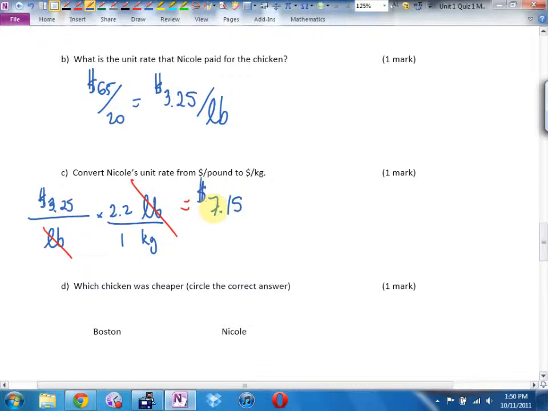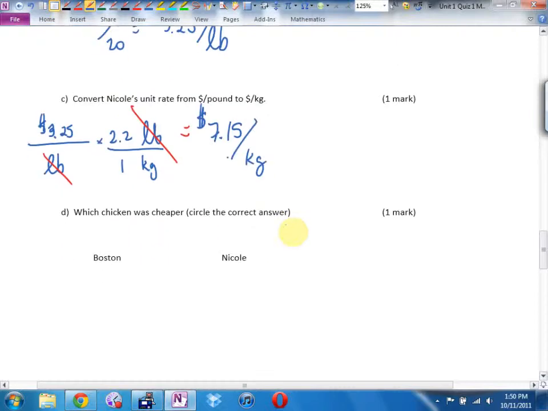Per kilogram. Which chicken is cheaper? Was Boston a better shopper or was Nicole a better shopper?